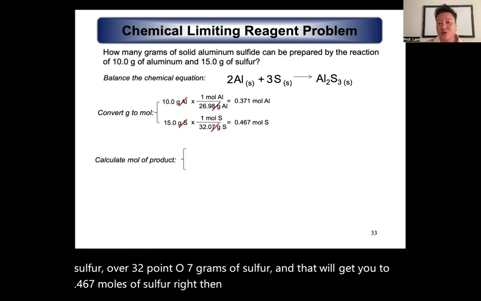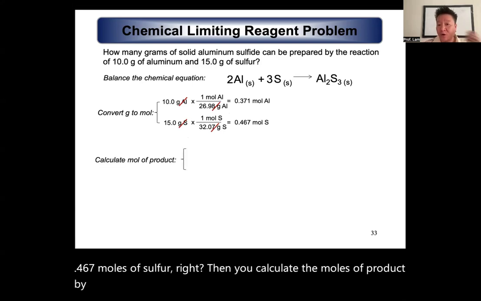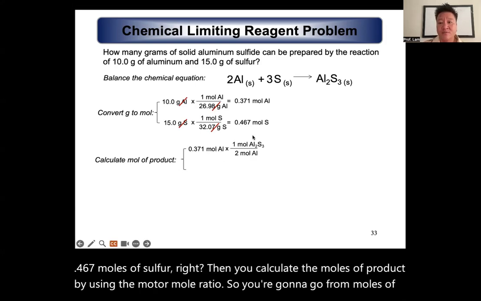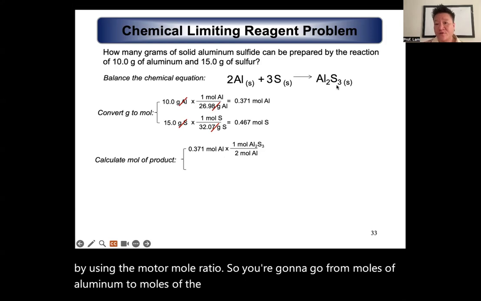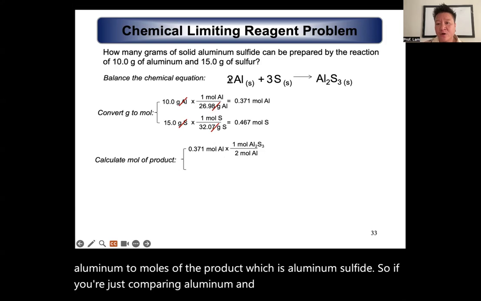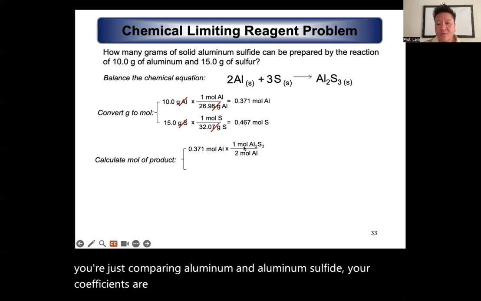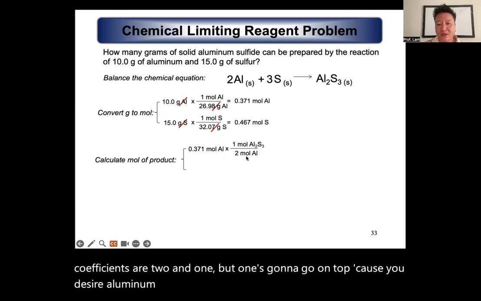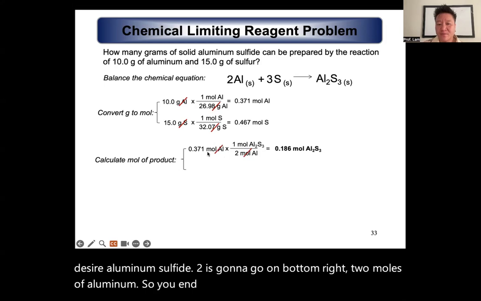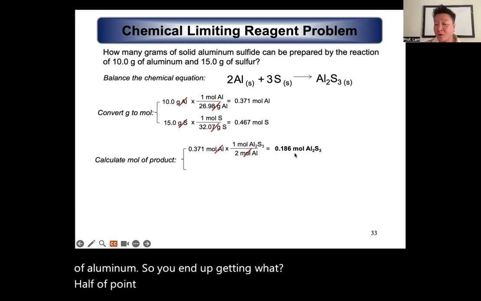Then you calculate the moles of product by using the mole-to-mole ratio. So you're going to go from moles of aluminum to moles of the product, which is aluminum sulfide. So if you're just comparing aluminum and aluminum sulfide, your coefficients are 2 and 1. But 1's going to go on top because you desire aluminum sulfide. 2 is going to go on bottom, right? 2 moles of aluminum. So you end up getting what? Half of 0.371, or 0.186 moles of aluminum sulfide.